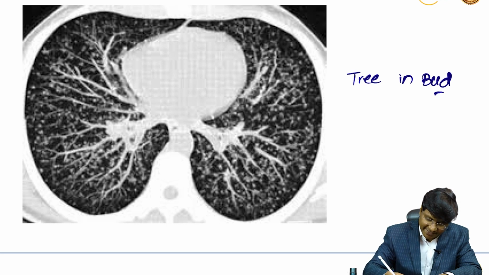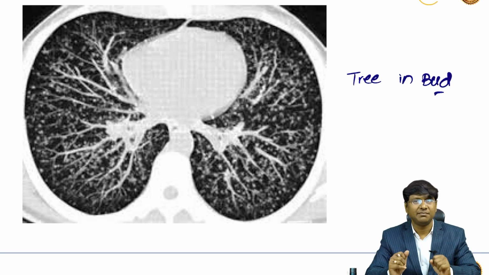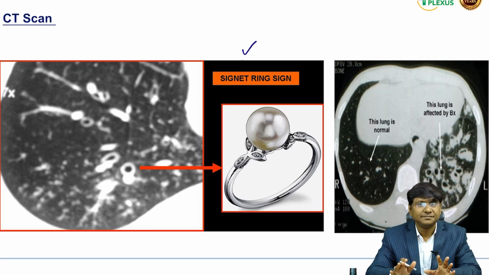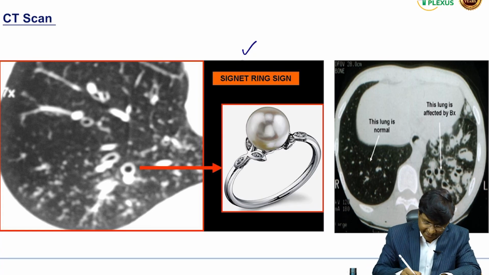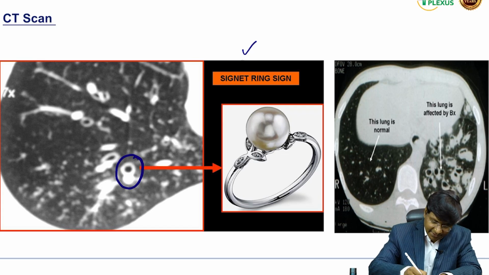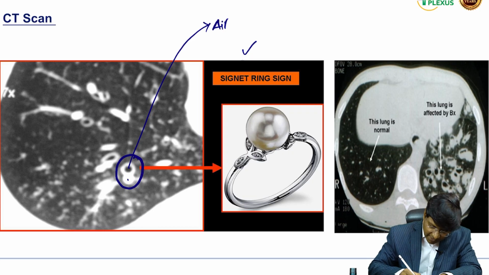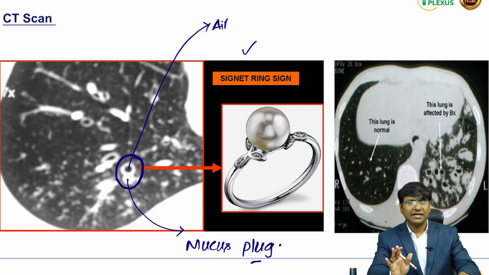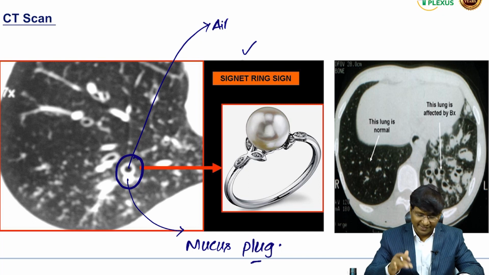So in case of cystic bronchiectasis, you get this tree in bud appearance. The other one is the signet ring sign, right? So what is that signet ring sign? The abnormally irreversibly dilated bronchi, in that the mid portion is the air, and this is the mucus plug, right? So this is the mucus plug. So this will give you the classical signet ring sign.